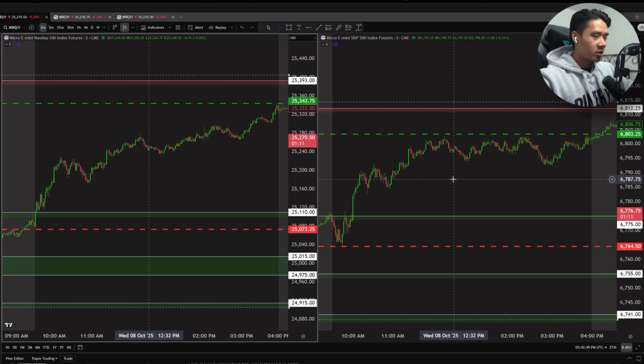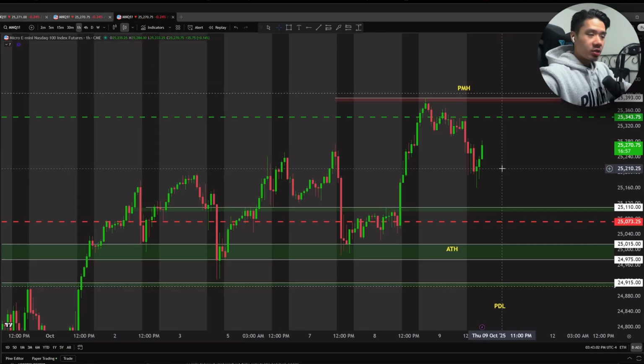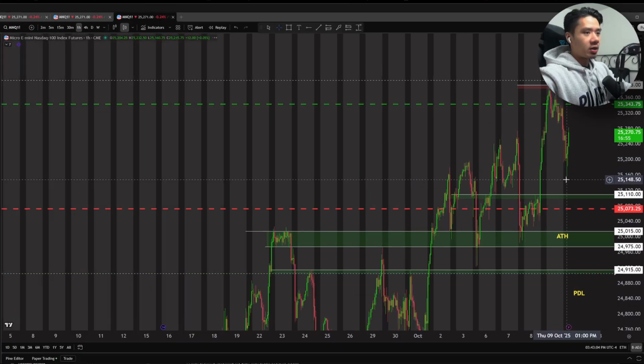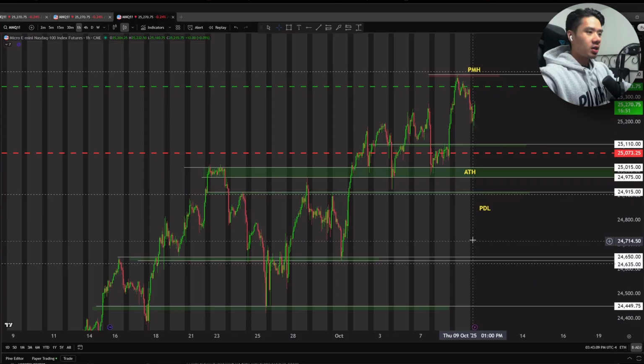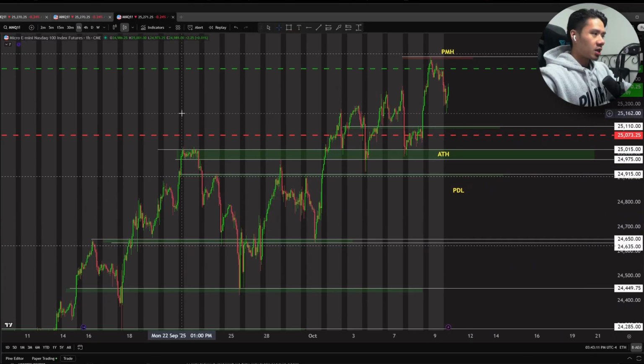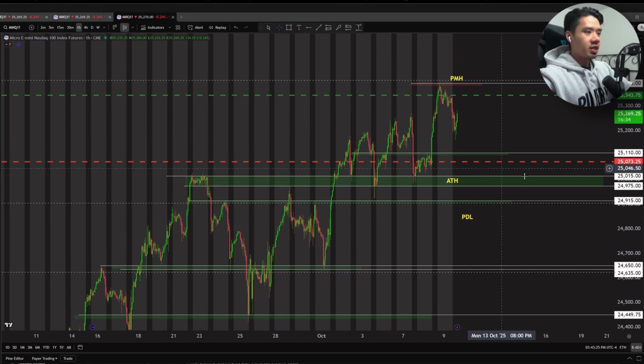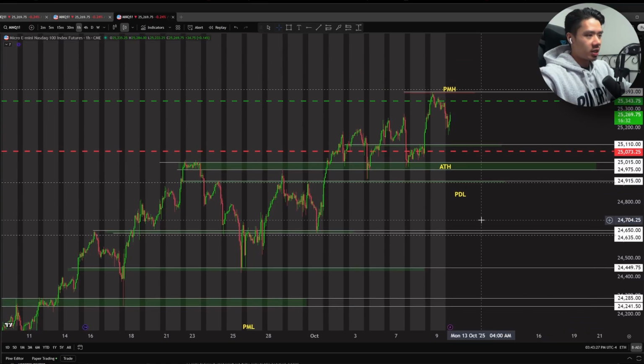First, I am going to the bigger time frames to show you guys. Here's the Nasdaq chart, and this is the 1 hour right now. If I zoom out, we can see that we are in an uptrend in the bigger time frames. This is the all-time highs right here. If I'm looking at the bigger picture, this is an uptrend. It's pretty simple to spot.